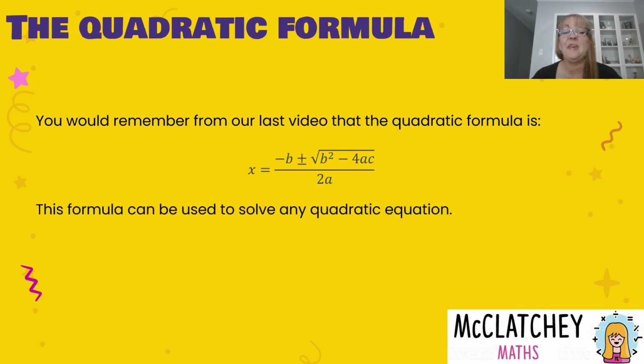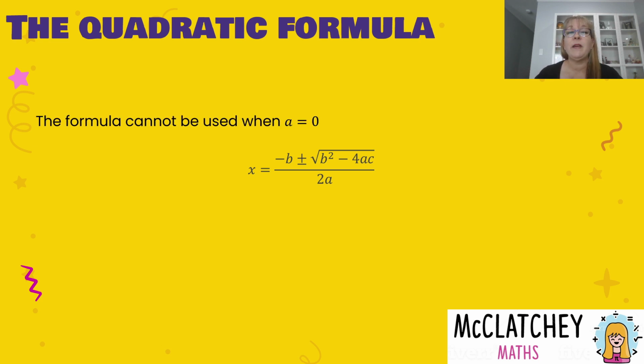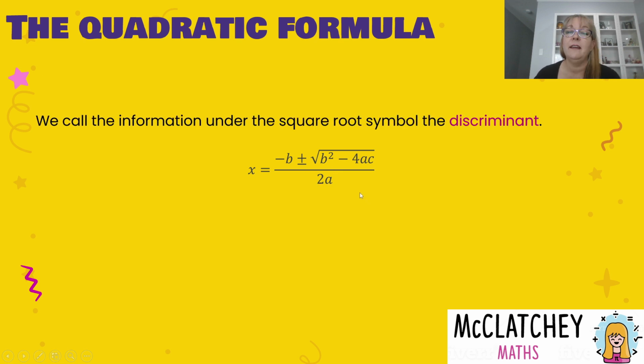Now we can use this formula to solve any quadratic equation whatsoever, ones with decimals, ones with fractions, and so on. But we cannot do it when a is equal to 0. If a is equal to 0, that means on the denominator we're going to be dividing by 0, and that will give us an impossible solution on our calculator. So we're not going to do that.